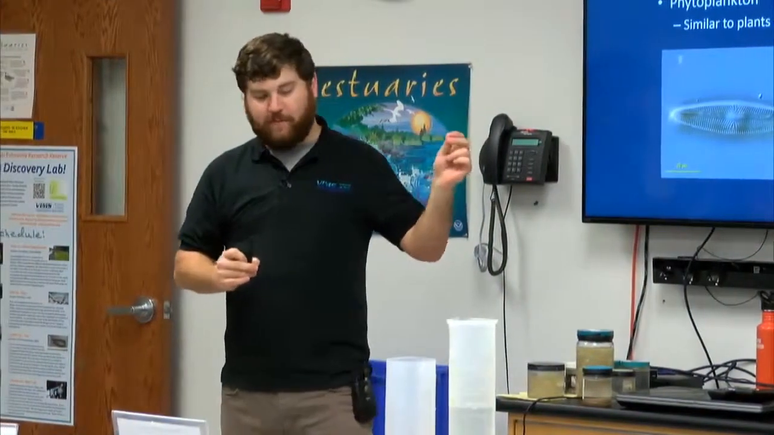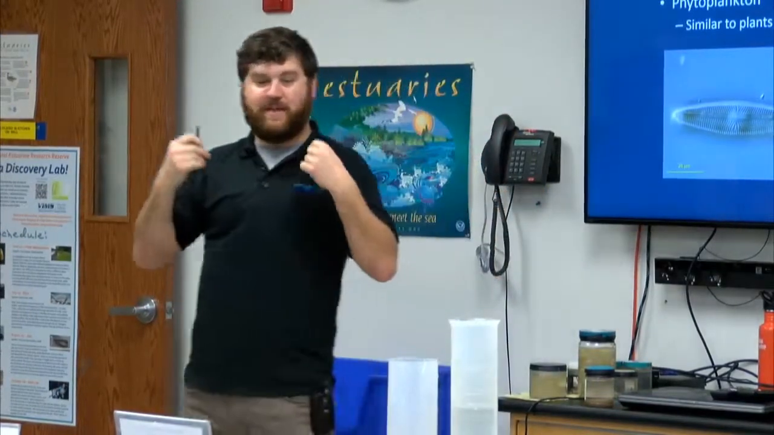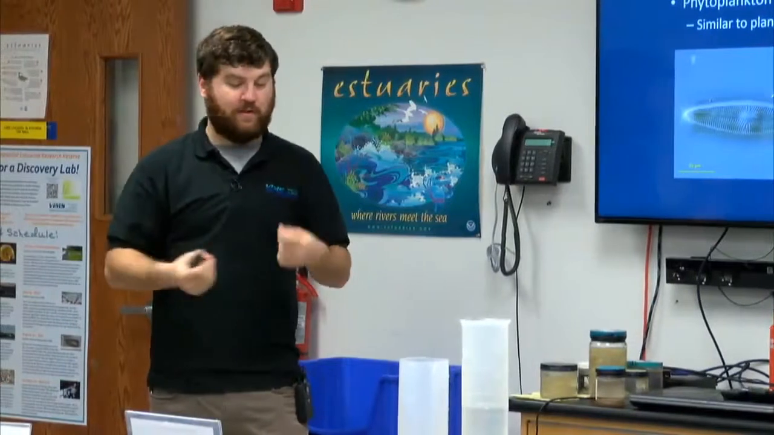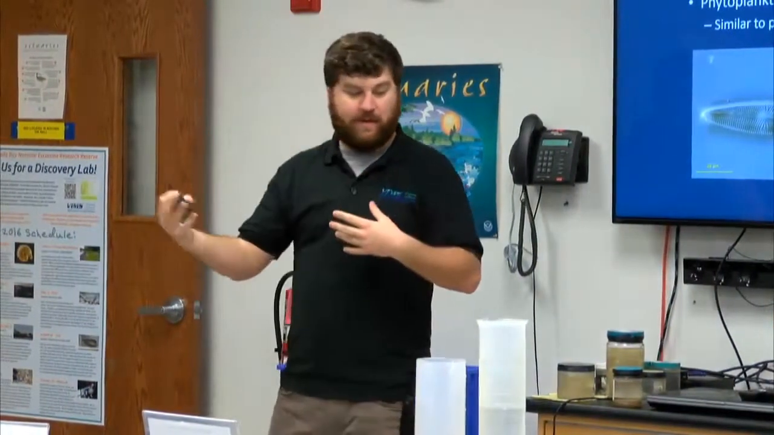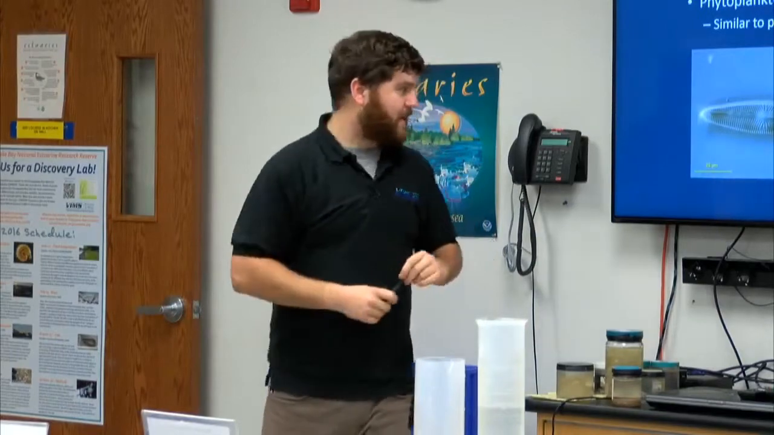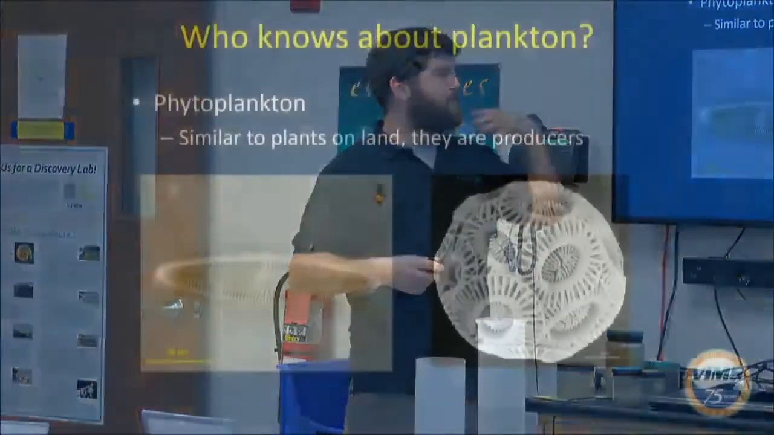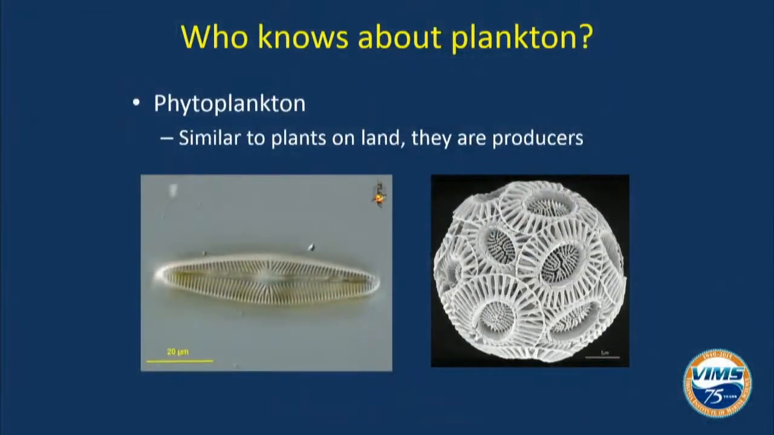So phytoplankton, those plants, they tend to be in the surface waters because they need light. So photosynthesis, right? That's what plants do to use carbon dioxide and gives us oxygen that we breathe, but that's their energy. And then it goes down the food web. So again, similar to plants on land, but they're the producers, and there's a whole bunch of varieties.